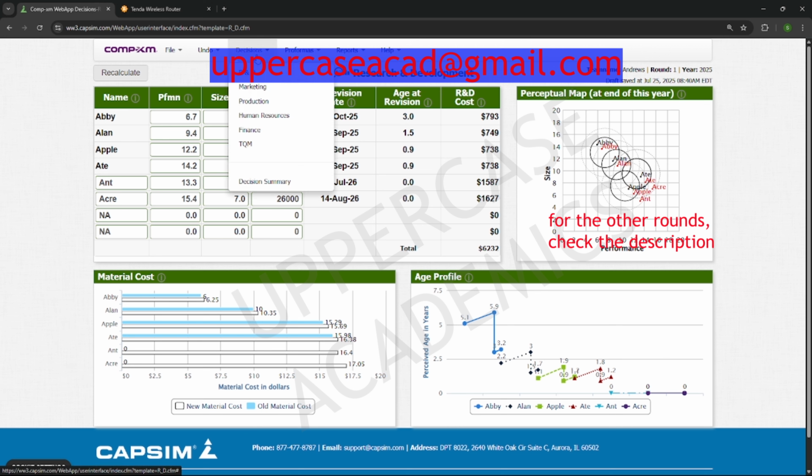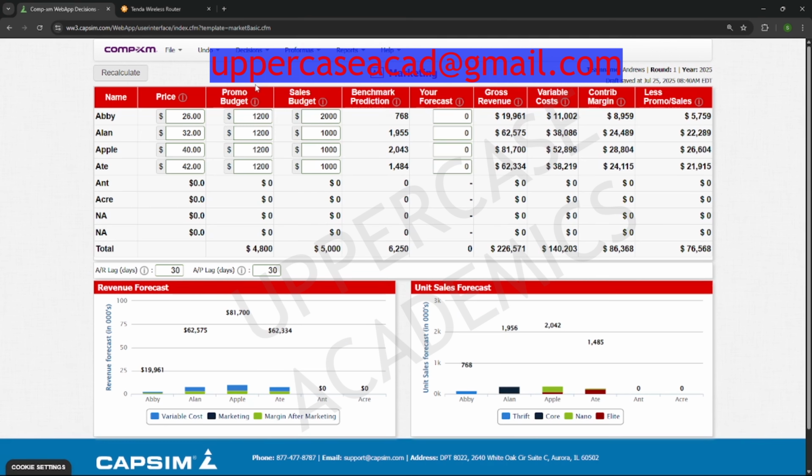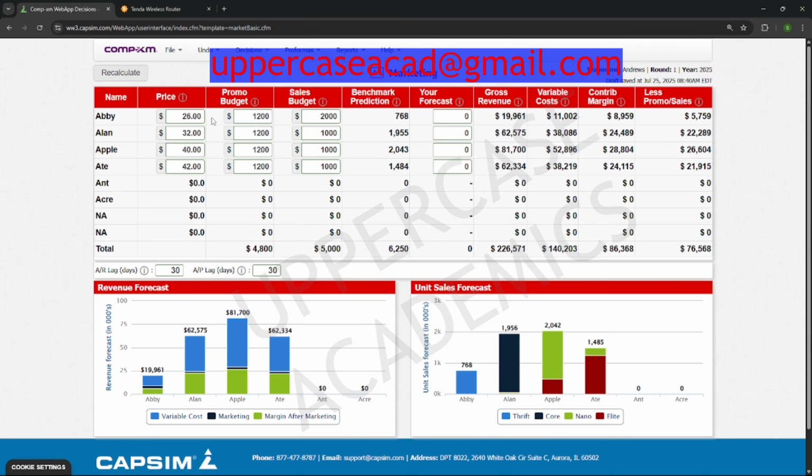Now the next step is my marketing. Under marketing is where you do the pricing of your sensors, and the promo budget to impact the awareness, to make more customers aware of your product. After the customers have become aware of your product, you want to make the product easily accessible. That's why you also invest in the sales budget. In this case, I'll invest in my promo budget because I want to increase my awareness. So I'll invest 2,000 in my promo budget, and the same 2,000 in my sales budget.